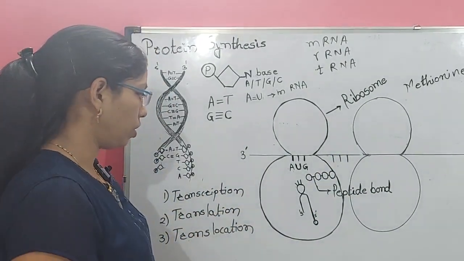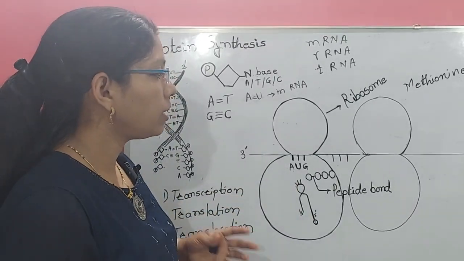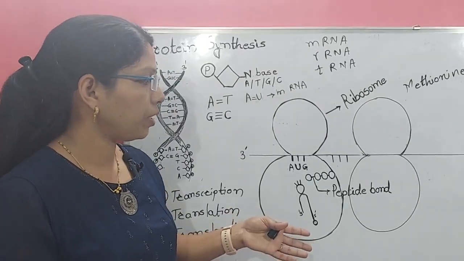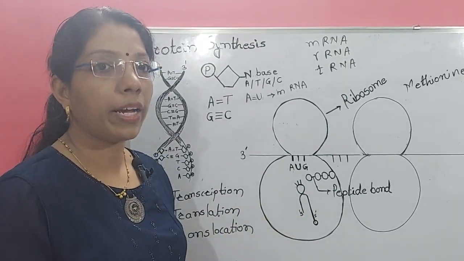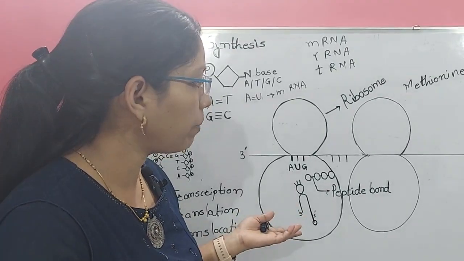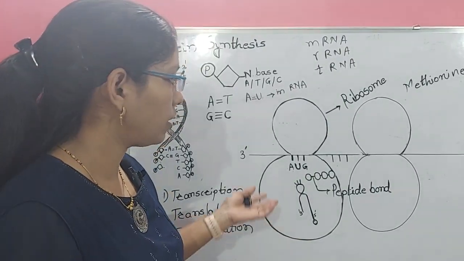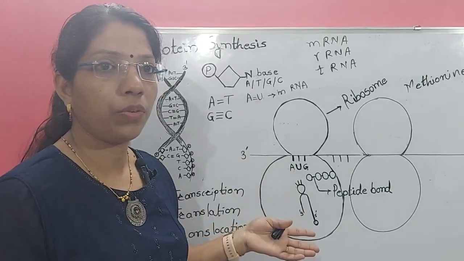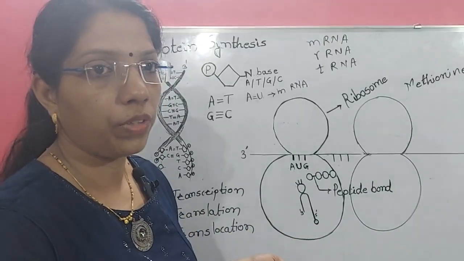So in this way, by the process of translation, many chains of amino acids are formed, and these chains of amino acids form the complex protein. According to the requirement of the body, different types of proteins are synthesized by DNA and RNA, and these proteins are very important for the appearance of living organisms and the proper functioning of their body.